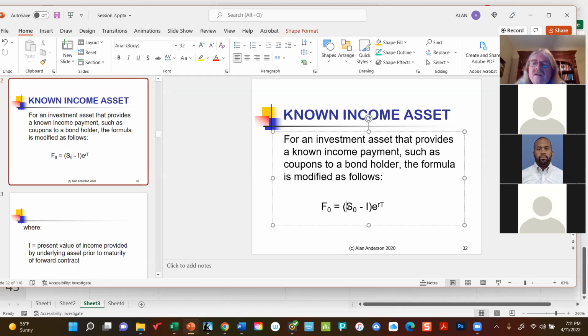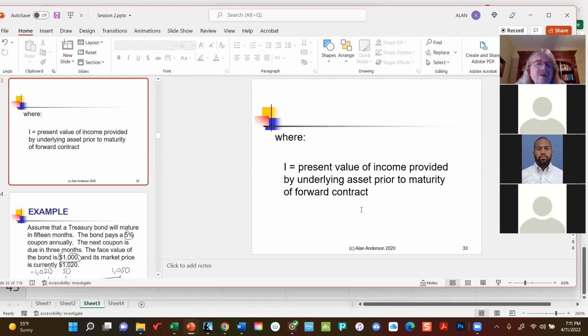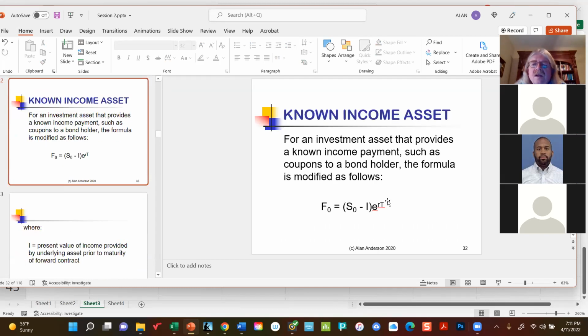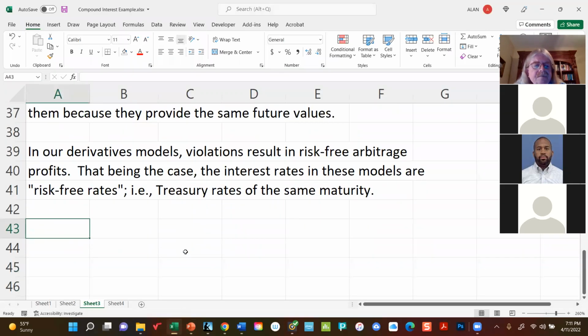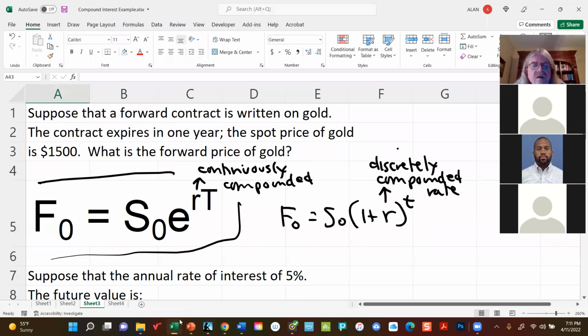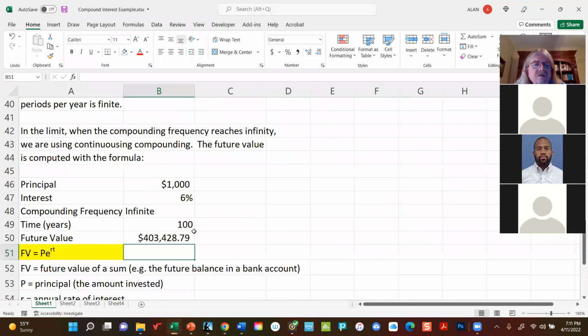So what we're going to do here in this case is we're going to have the same thing as before, but minus I. And I is simply the present value of the future coupon payments. Now let's go back to our spreadsheet for a second. We have to go over this concept of present value.